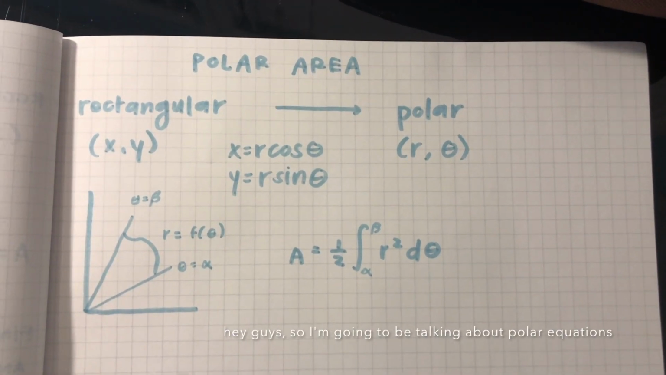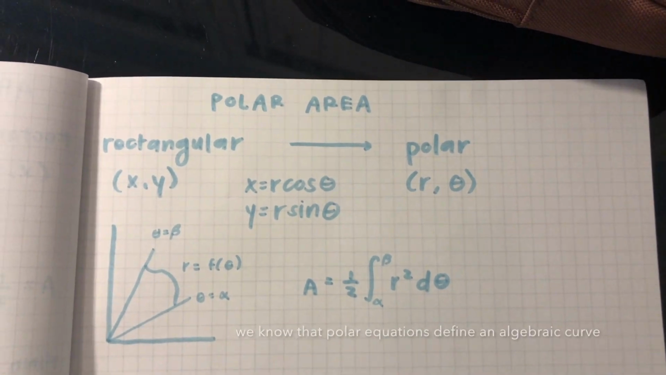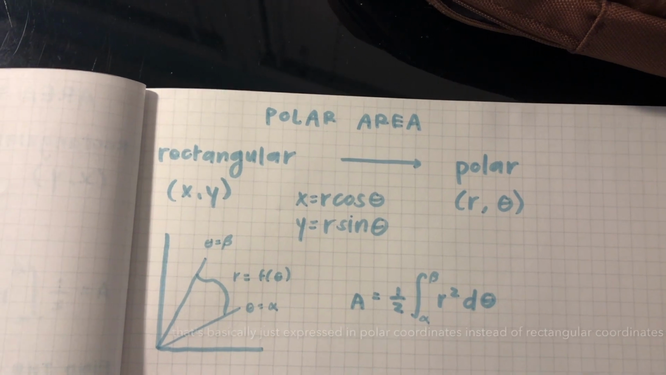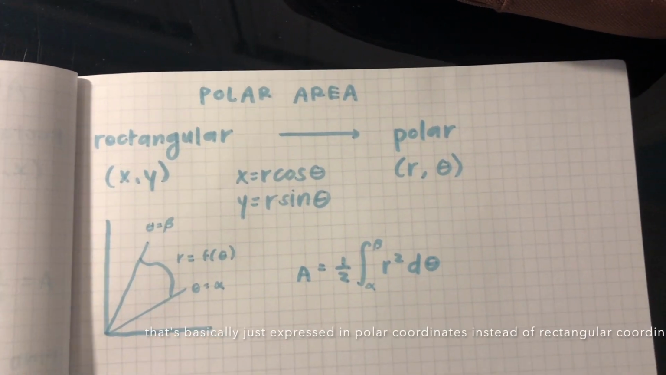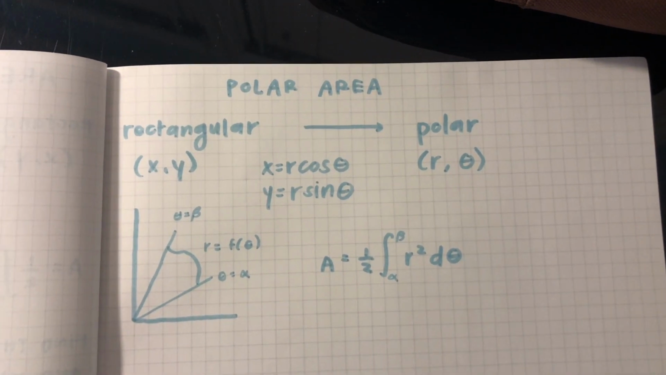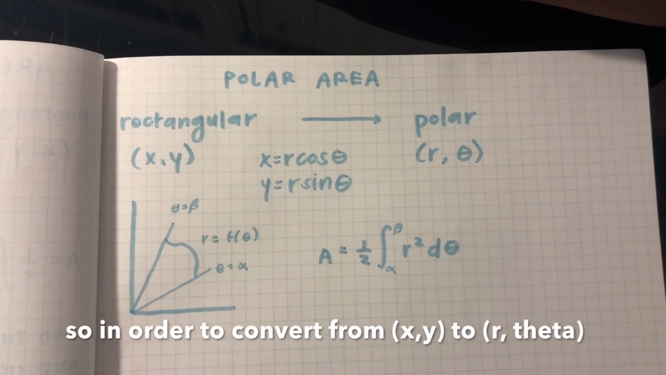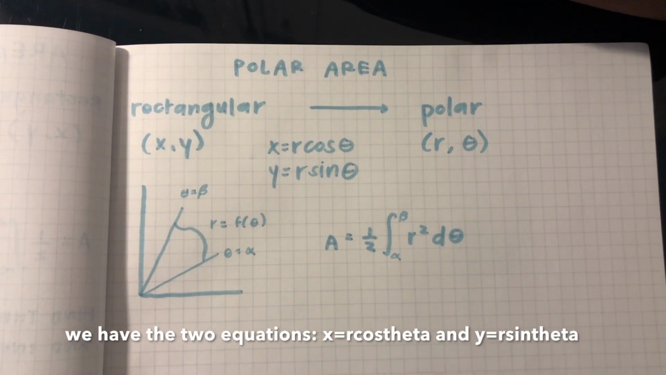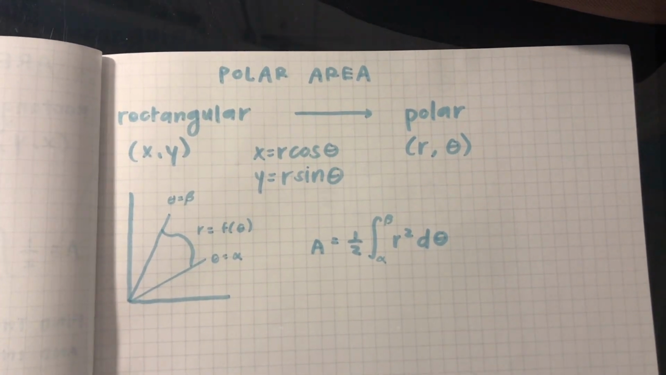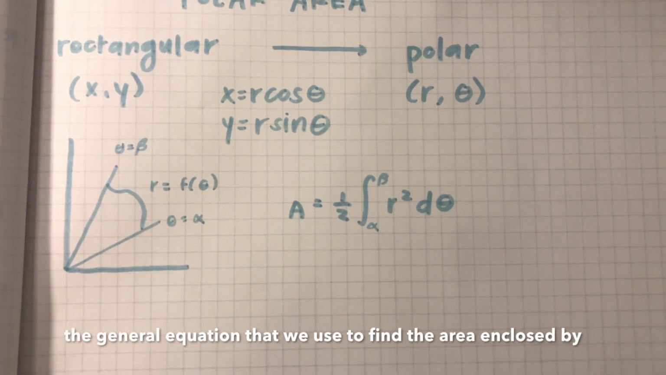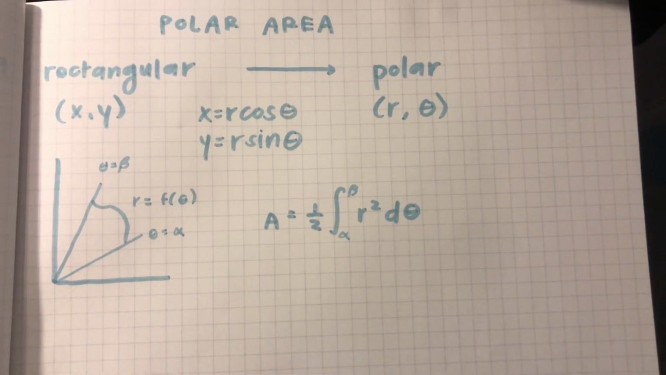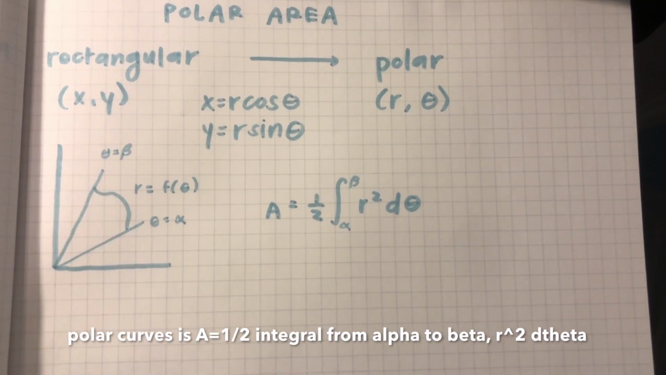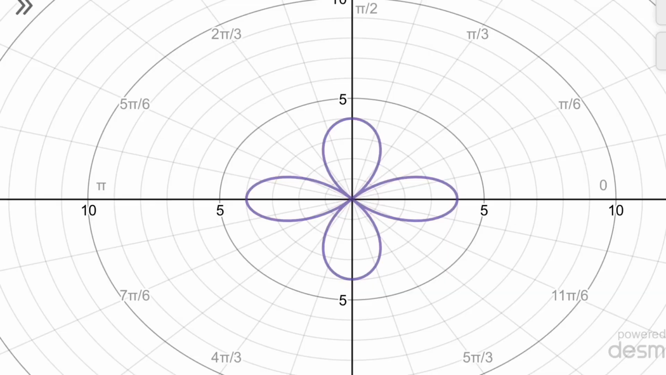Hey guys, so I'm going to be talking about polar equations, and we know that polar equations define an algebraic curve that's basically just expressed in polar coordinates instead of rectangular coordinates. So in order to convert from xy to r theta, we have the two equations, x equals r cosine theta and y equals r sine theta. The general equation that we use to define the area enclosed by polar curves is A equals 1/2 integral from alpha to beta of r squared d theta.